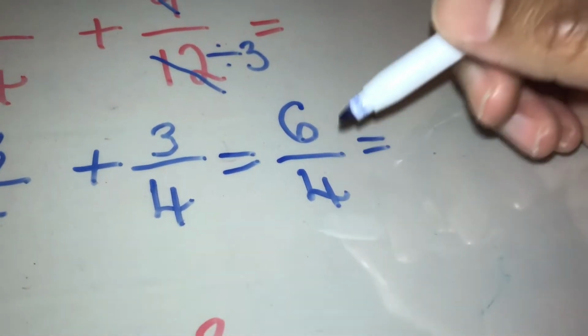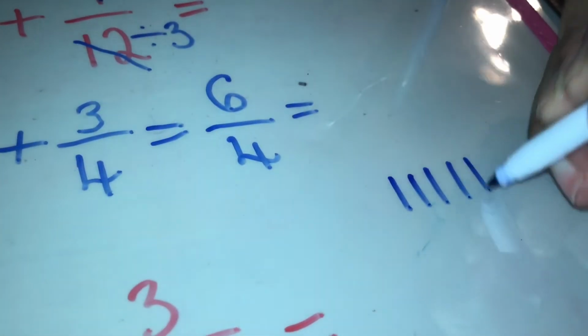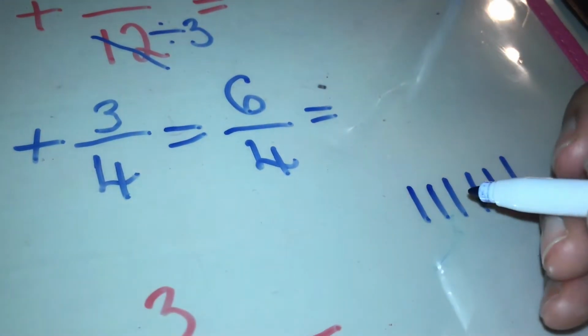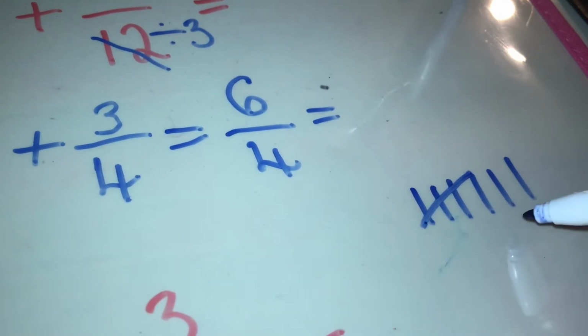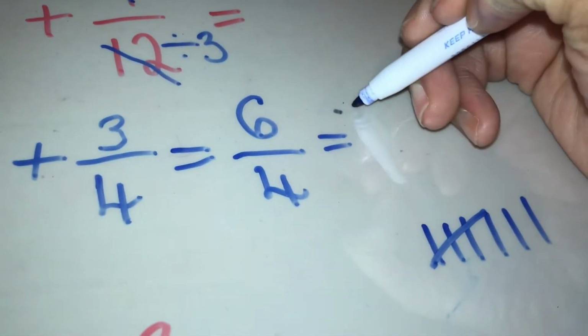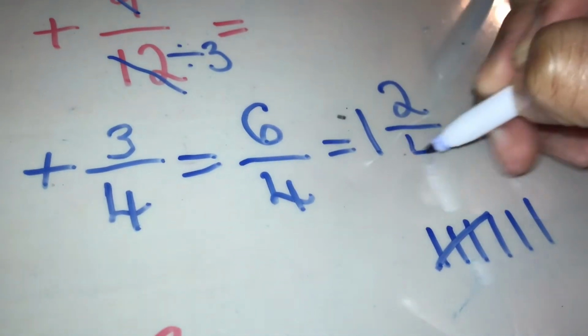So how many 4's into 6? So 6, 1, 2, 3, 4, 5, 6. So how many times can I get 4? 1, 2, 3, 4. Once. And then there's 2 left over. So 1 and then 2 over 4.